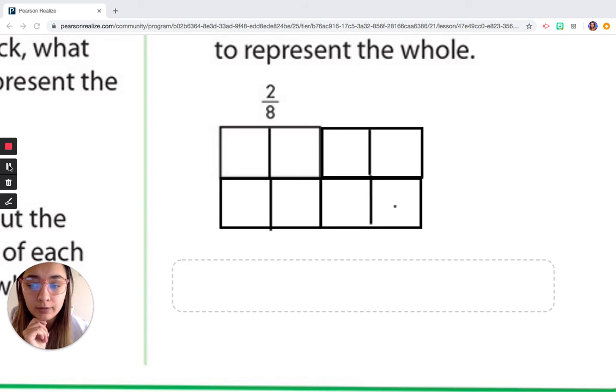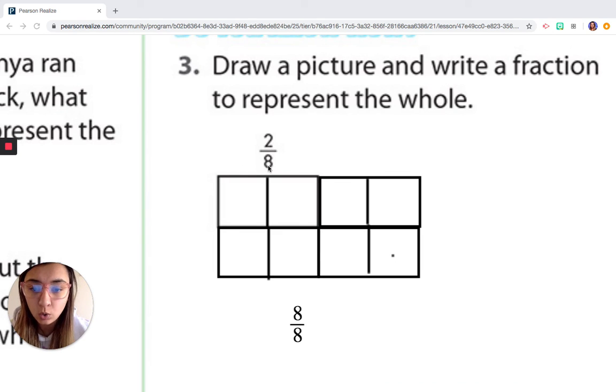So let me write that for you. So 8 was our whole. We have 8 here, so therefore we have 8/8, and we have done it correctly. So let's move on to the next example.